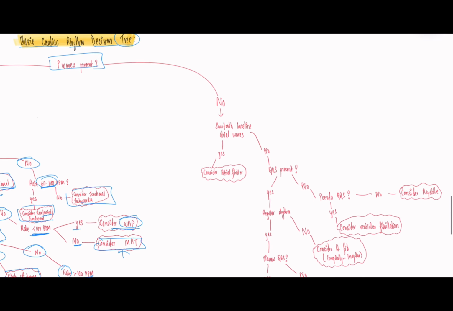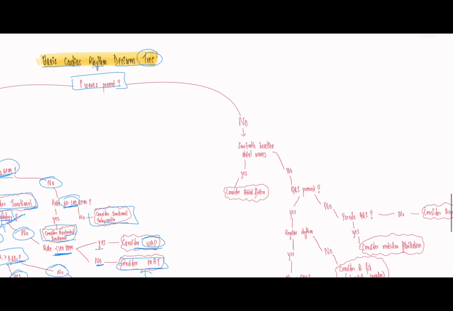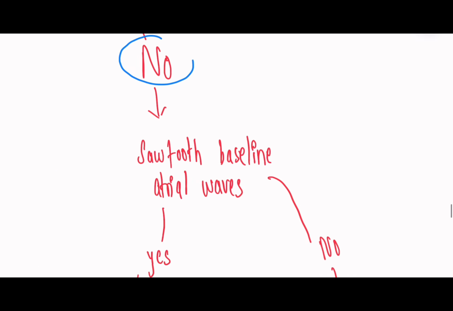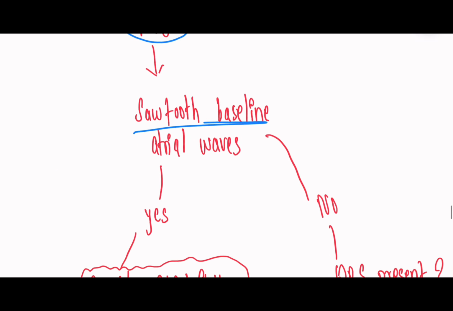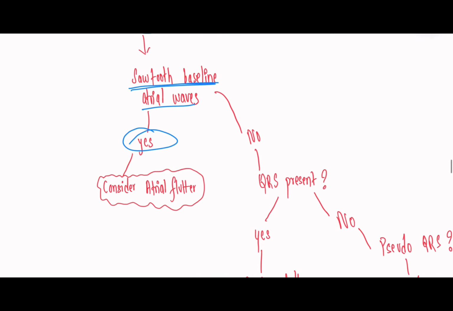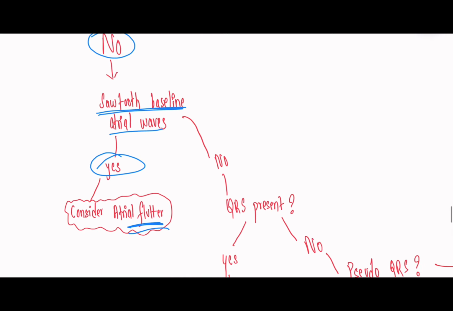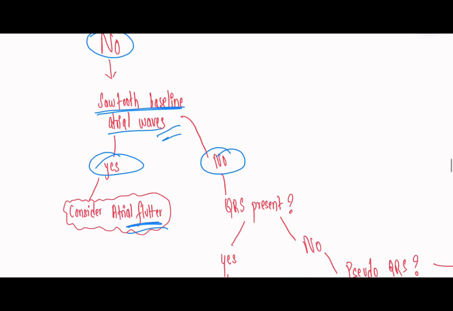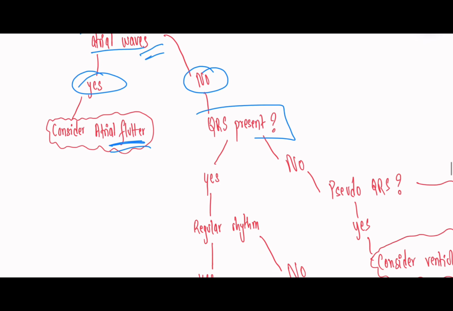Now let's see the absence of a P wave. If the P wave is absent, then we should see whether there is a sawtooth baseline or not. If there is a sawtooth baseline, we call it atrial flutter. If there is no sawtooth baseline, then we check whether QRS is present or not.